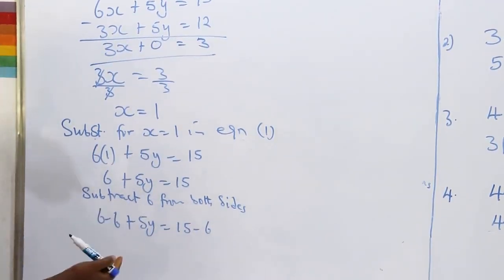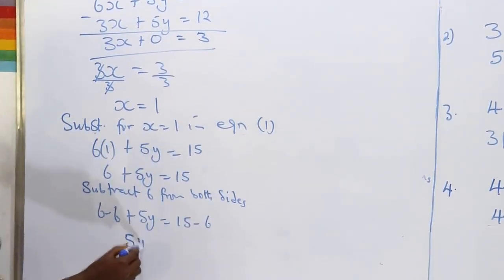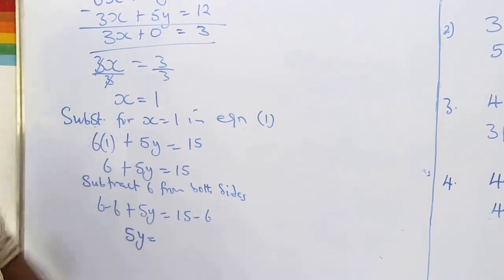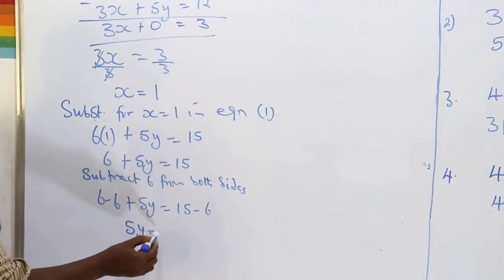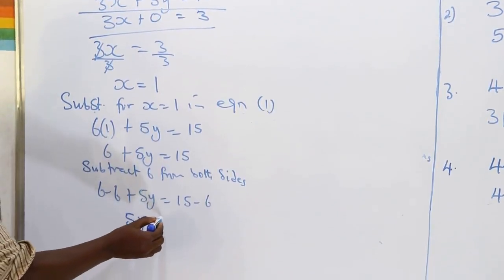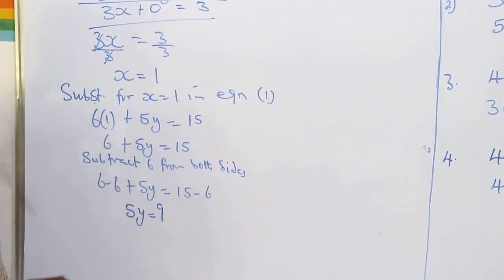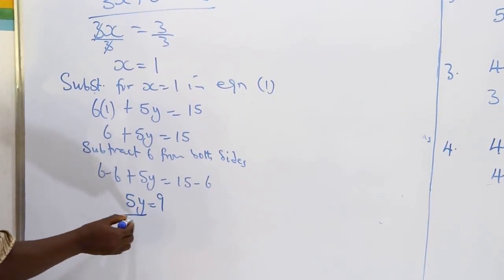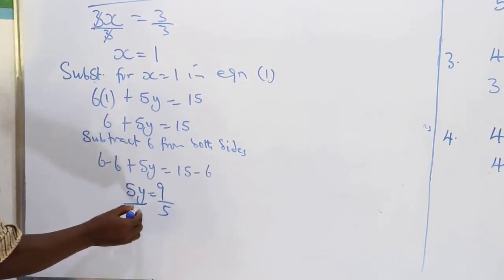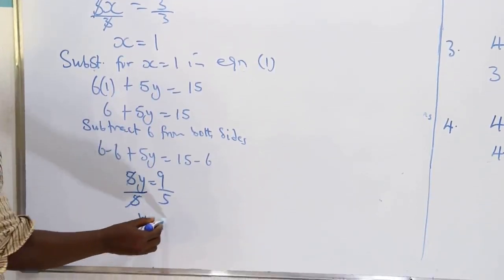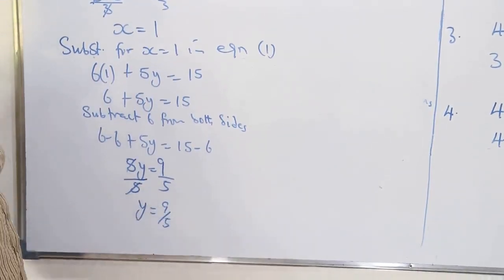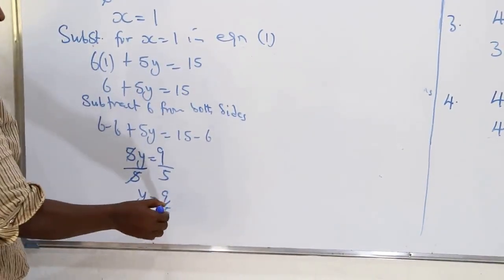So 6 minus 6 is 0. So I'm left with 5y is equals to 15 minus 6. What is 15 minus 6? Is 9. So you're looking for y, you divide through by 5. So my y is equals to 9 over 5, which is an improper fraction.